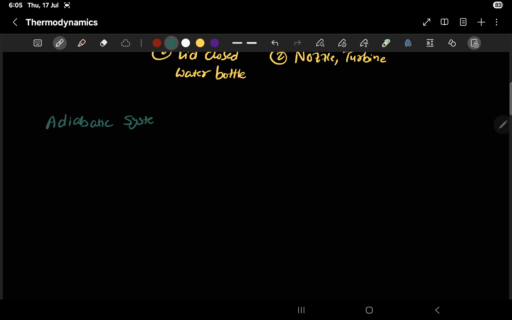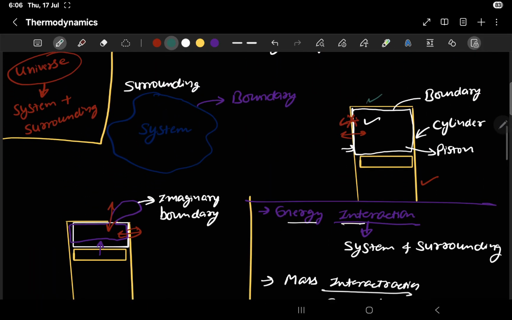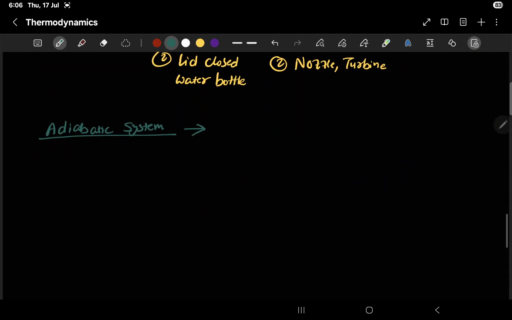So an adiabatic system is a type of closed system, but what happens here? If we insulate the wall of the cylinder, what will happen? In terms of energy interaction, there will be no heat interaction, but there will be work interaction. For an adiabatic system, there is no heat interaction, but there is work interaction with the surroundings.